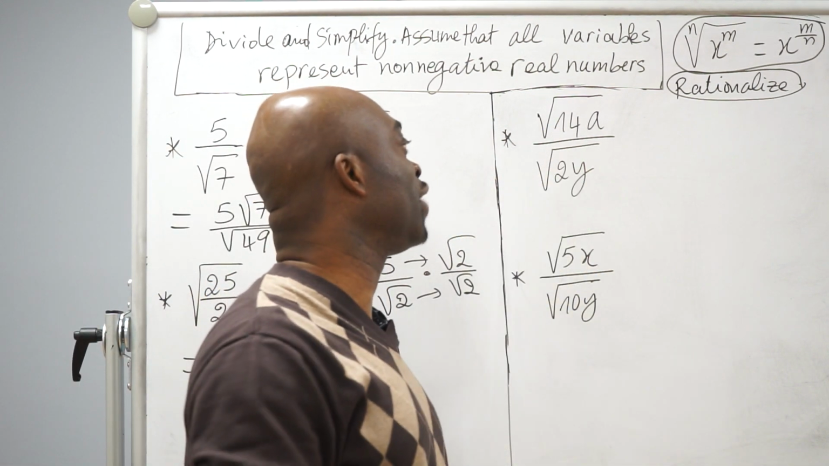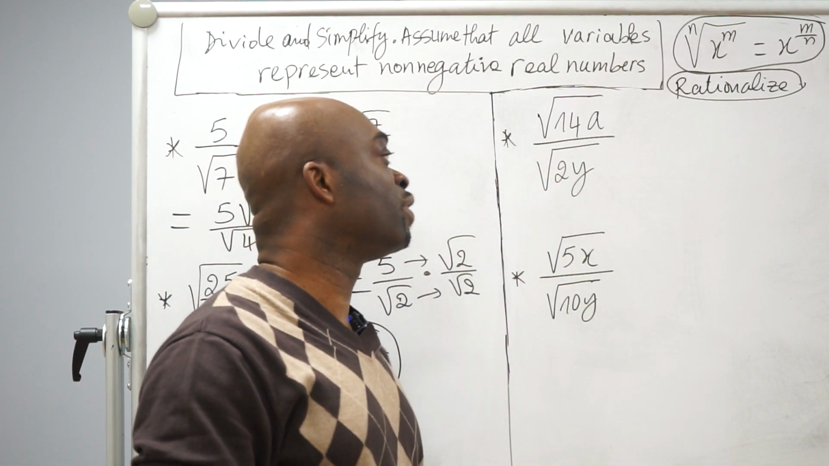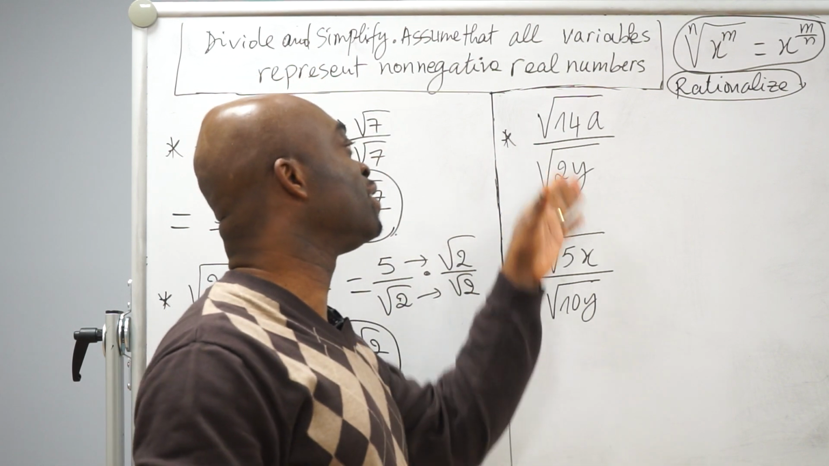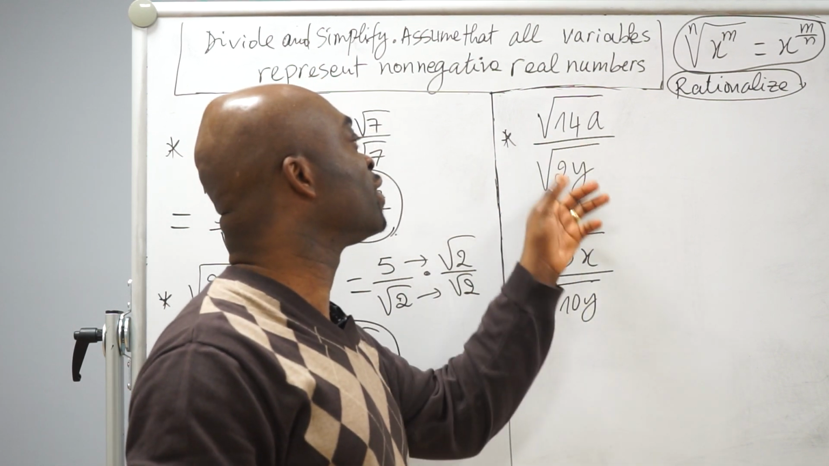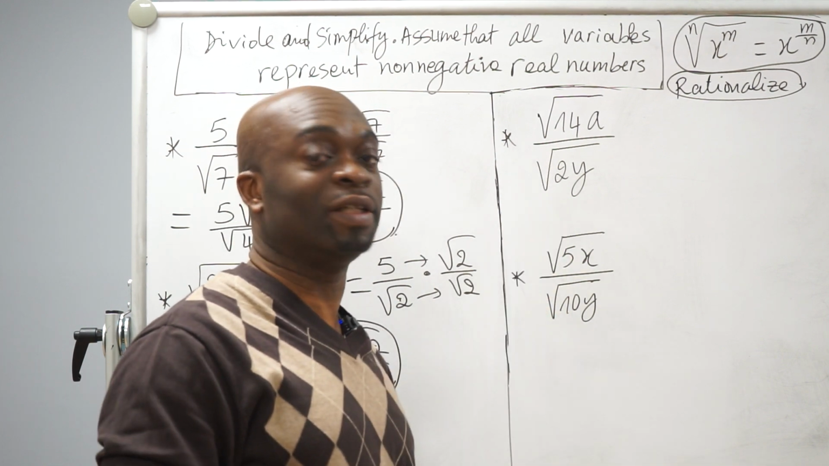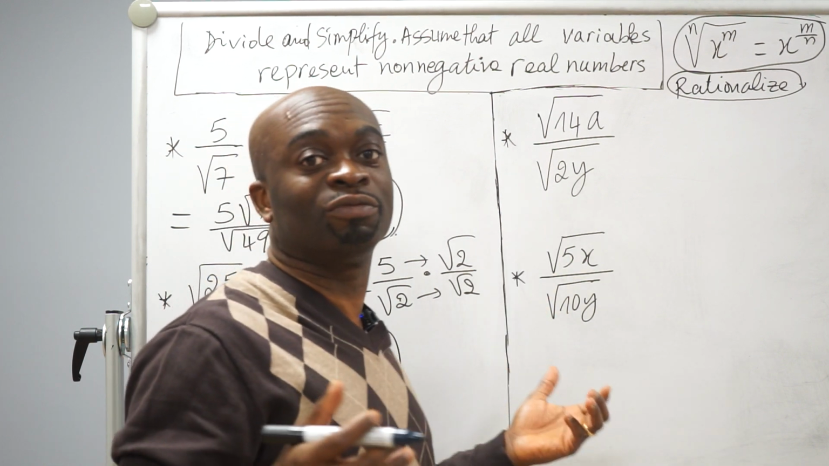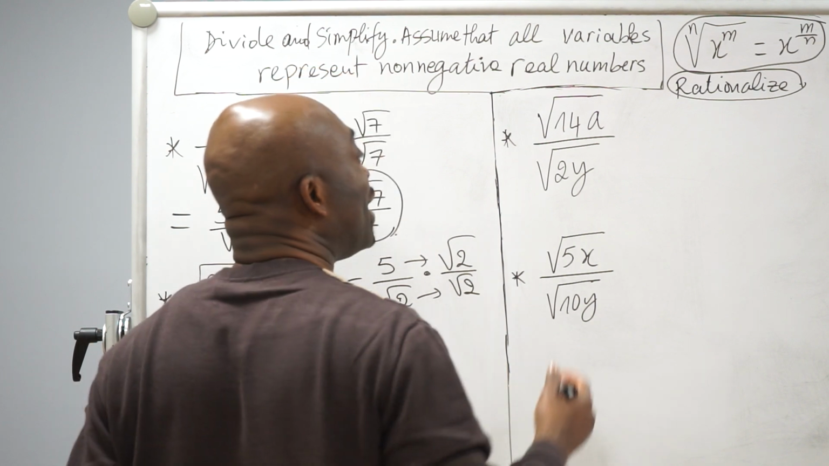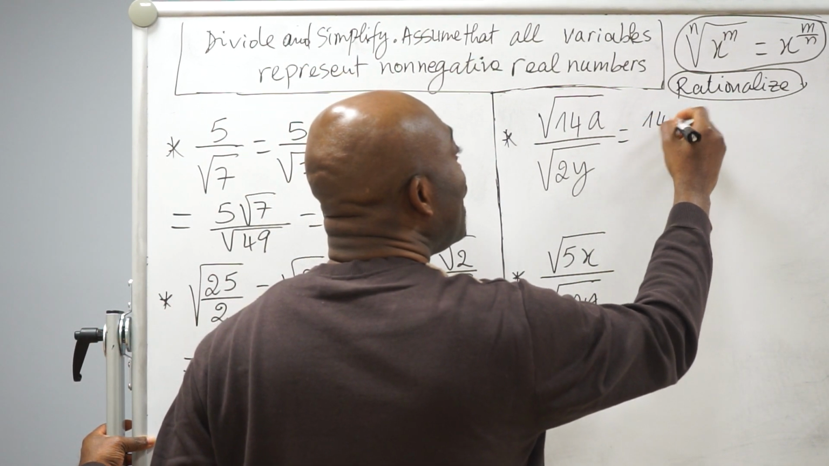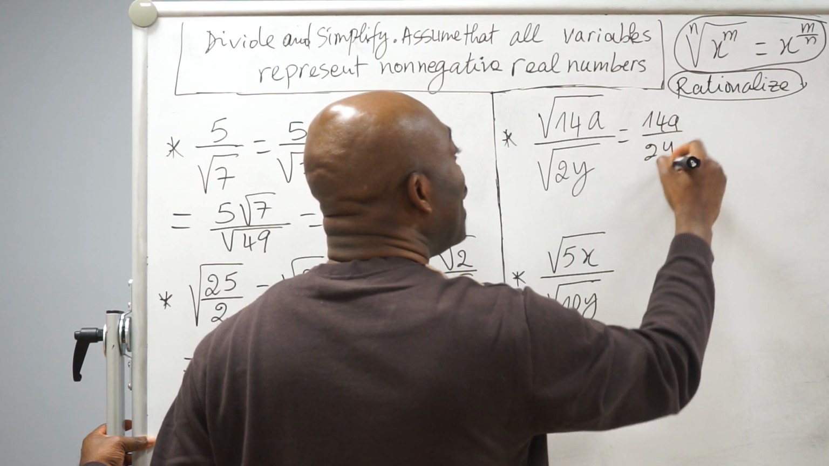Now, let's take question number 3 here. Square root of 14a over square root of 2y. So how can we account for this one here? As we see the problem like this, we see that 2 can divide into 14. So you can think about putting them together and then dividing, all right? So you could do that. So that would give us what? That would give us 14a over 2y.